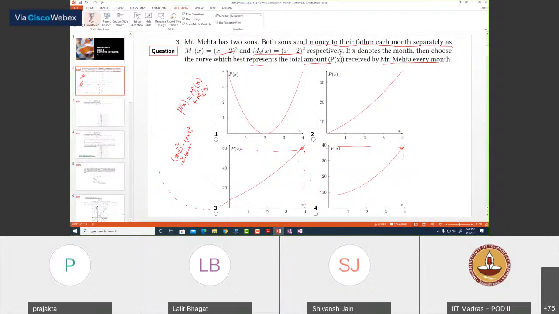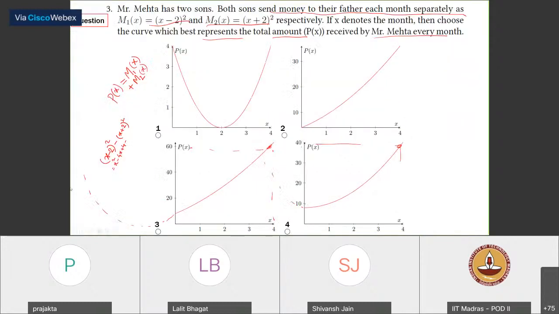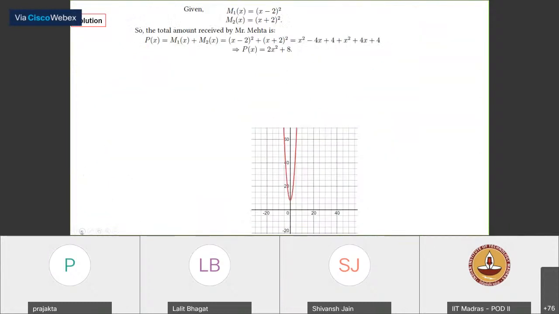Yeah, so we were at this question. Everyone has, I think, solved it. So basically M1 is equal to (x minus 2) whole square, and M2 is equal to (x plus 2) whole square. Yeah, I also got confused. Someone I just use Desmos. Just check what Desmos is on Google. It is a graphing software.